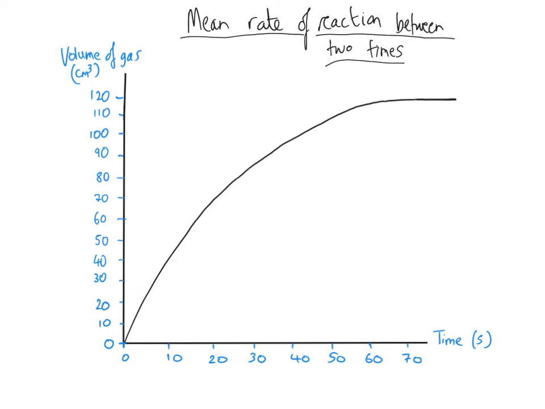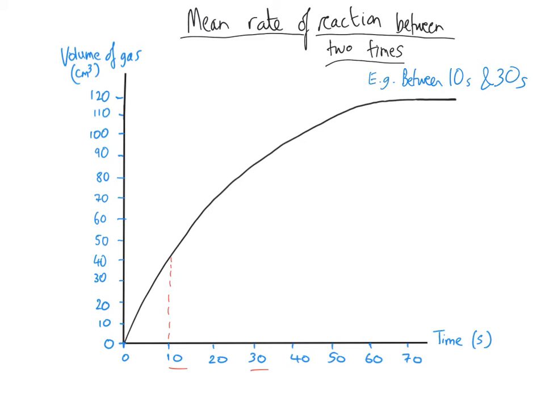Let's look now at how you can calculate the mean rate of reaction between 2 points in time of that chemical reaction. So let's imagine they've asked us what the rate of reaction was between 10 seconds and 30 seconds. And so what we have to do is similar to what we've done in the previous graphs, but it's a little bit fiddly because we have to see what is the volume of gas produced after 10 seconds. Use a ruler obviously for these.